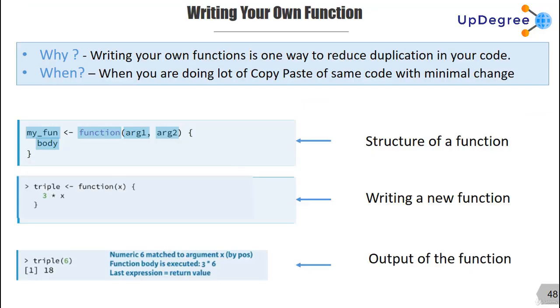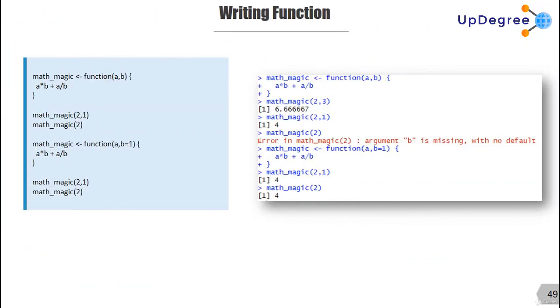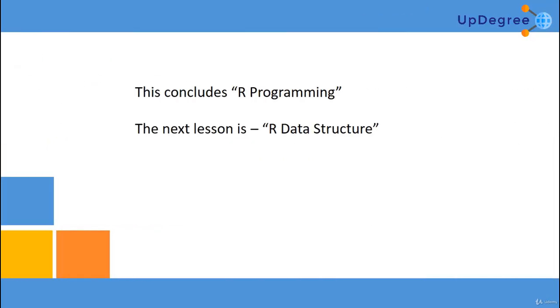Now this is a pretty simple example, but wherever you are doing a lot of data manipulation, where there are a lot of columns or a lot of attributes, and you want to do a similar kind of operation on each of those attributes, then instead of writing the code again and again, you can simply create a function which takes care of each of those columns one by one, and that's how you can reduce the amount of code. Now that is the end of R programming basics, and we'll slowly be learning about R data structures.